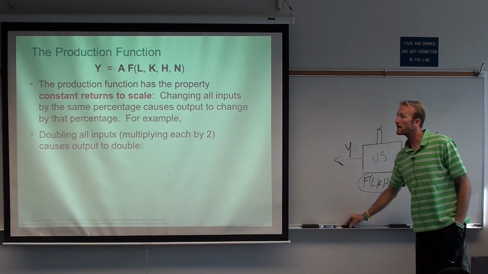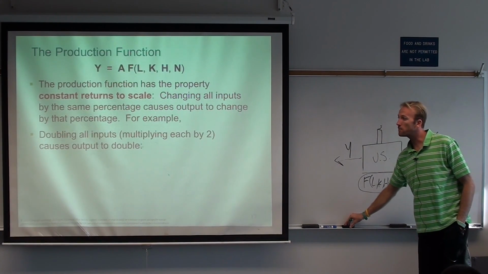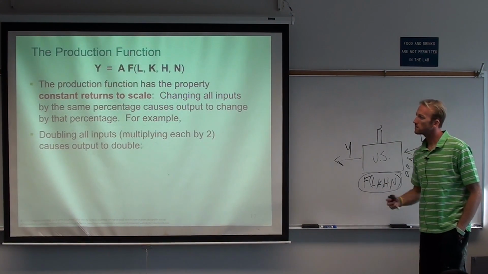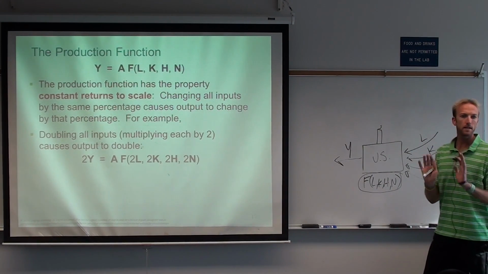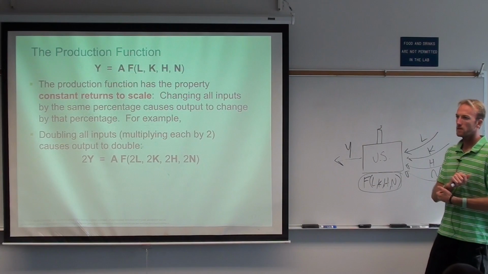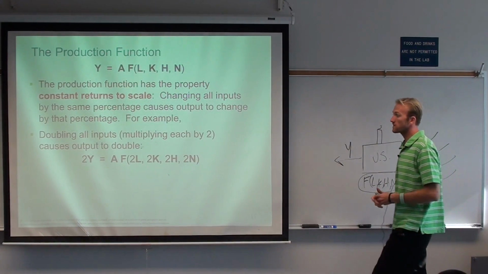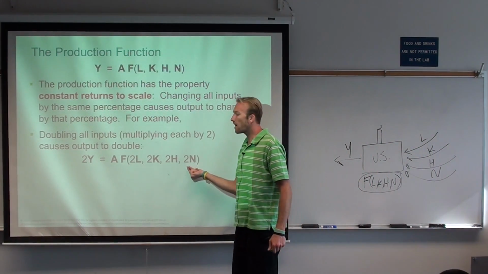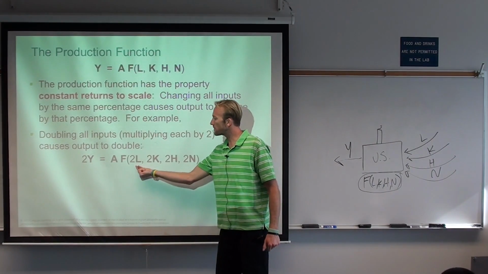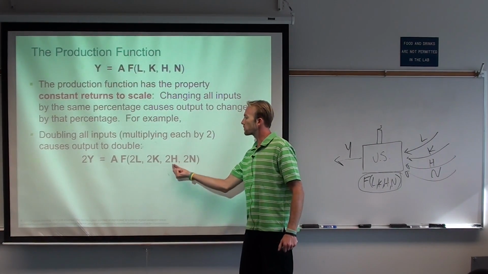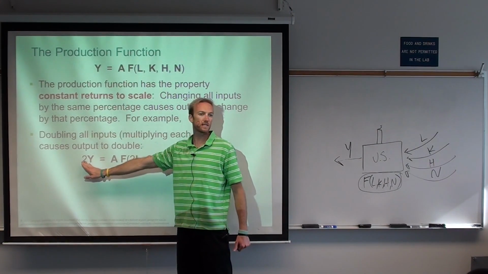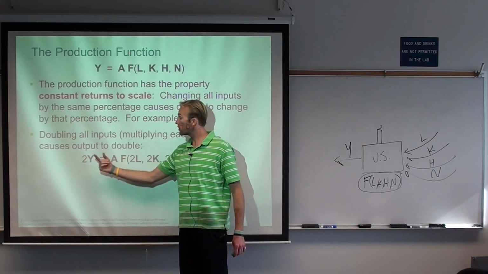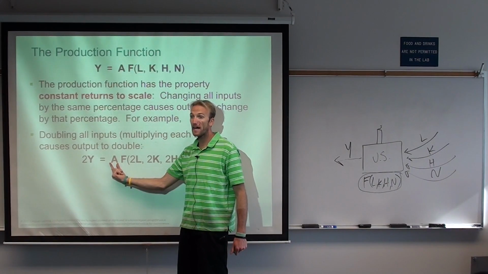If I decide to double all the inputs, I'm going to double my output. That's what it means, constant returns to scale, right? So if I introduce twice as many workers, twice as much capital, twice as much human capital, twice as much natural resources, I will get twice as much output. Notice I didn't have to change my A, right?